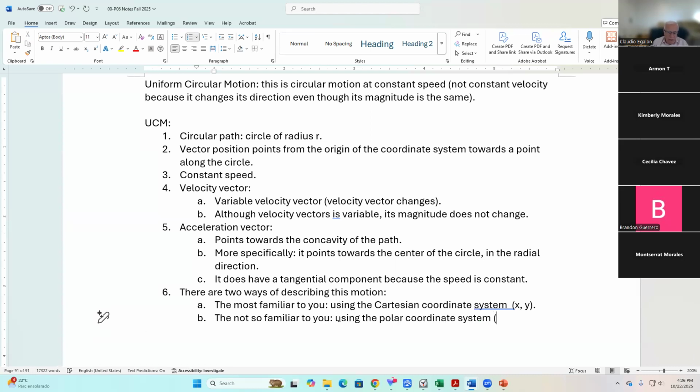The polar coordinate system uses the position vector, the distance from the center of the circle, which is constant, by the way, and the angle theta with respect to the x-axis. That's the polar coordinate system, r theta.